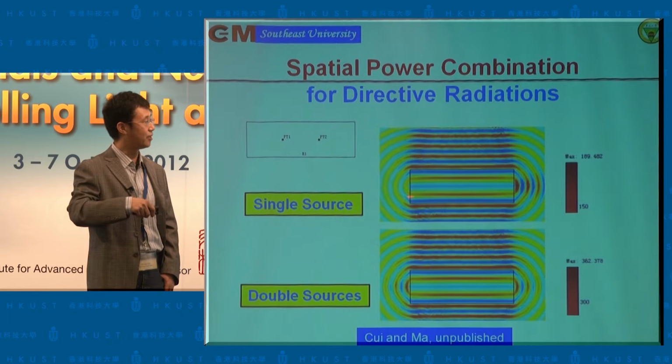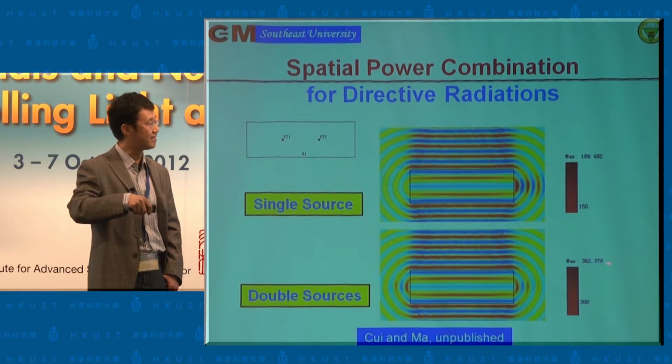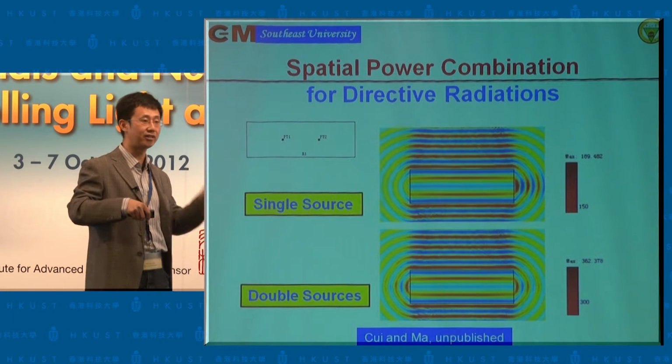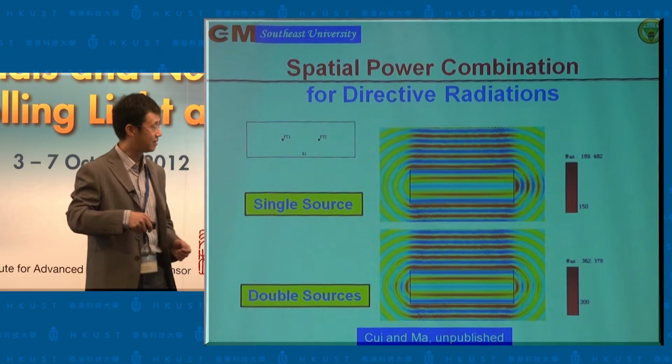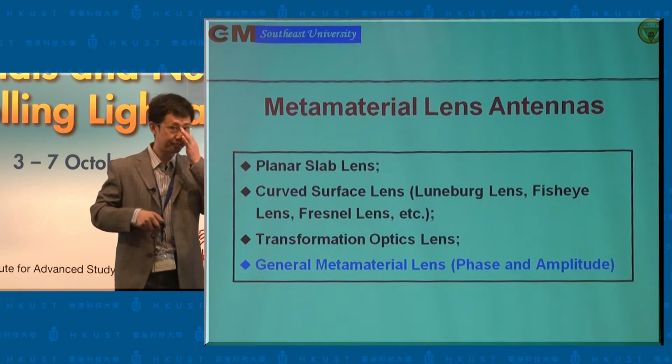This is a radiation of a single source. This is a radiation of double sources. We can see that the amplitude is 2 times larger than one source. So this is a very good feature for this kind of material.